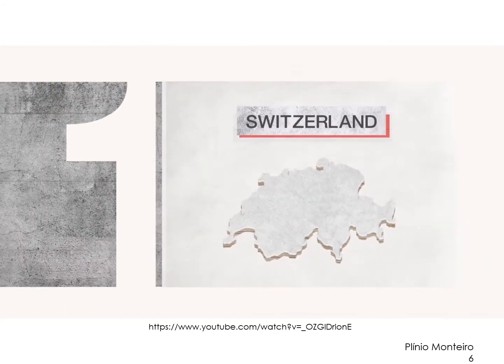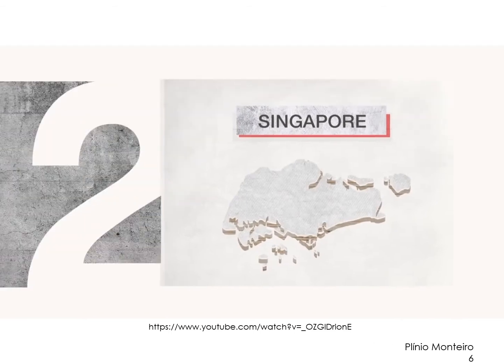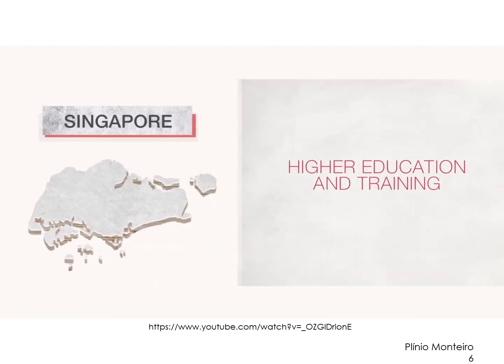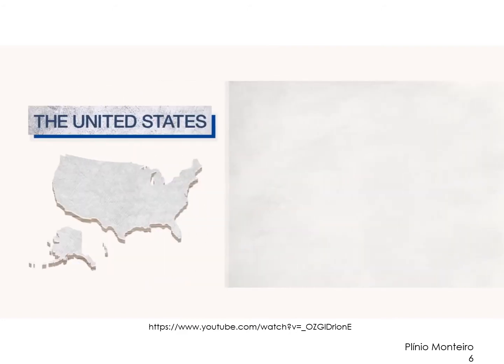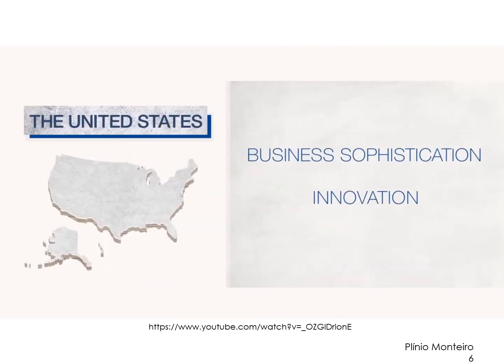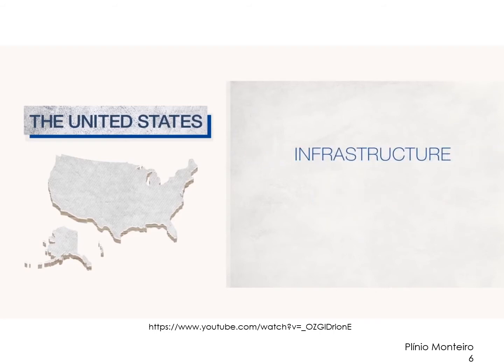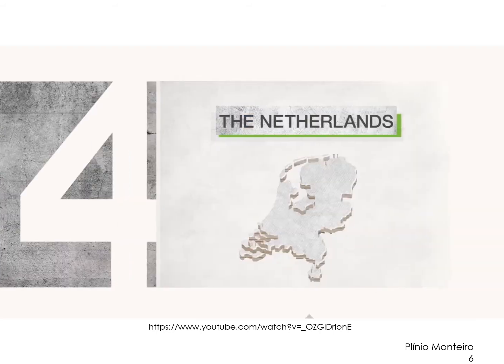Switzerland comes in first. Singapore comes in second, topping the higher education and training pillar. The United States remains third, driven by business sophistication and innovation, but lagging on basic factors such as infrastructure and public finances. The Netherlands rises by 1 place.